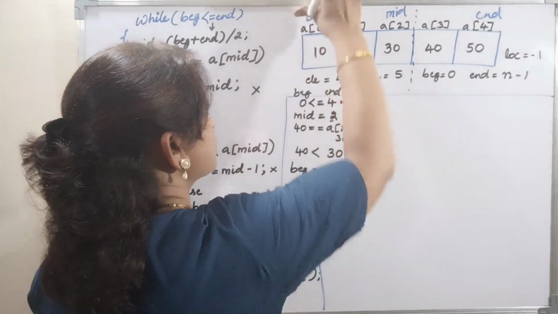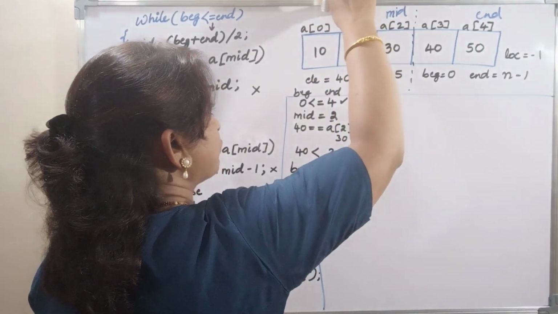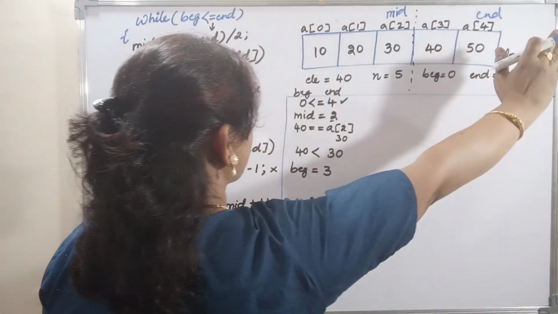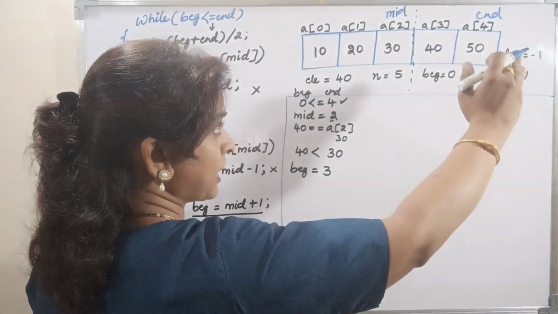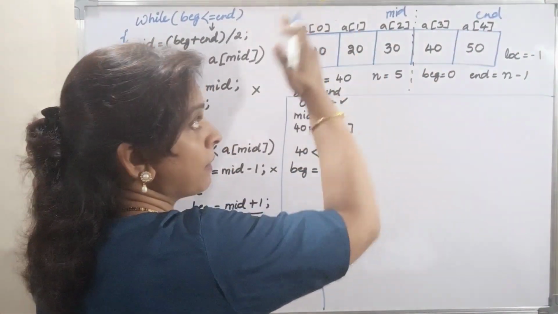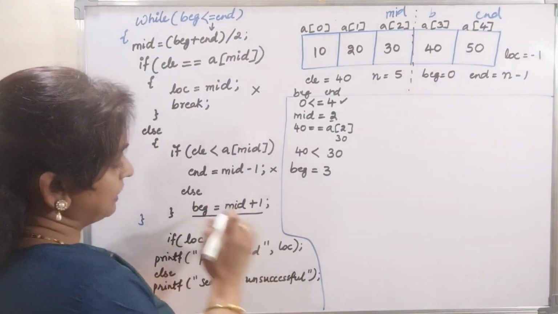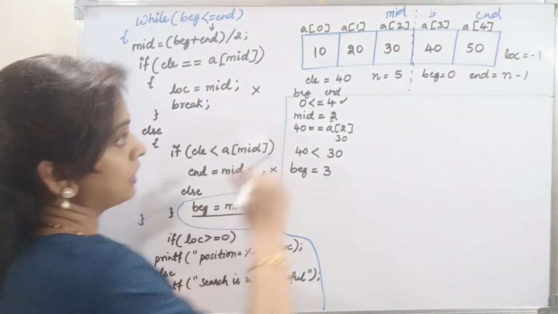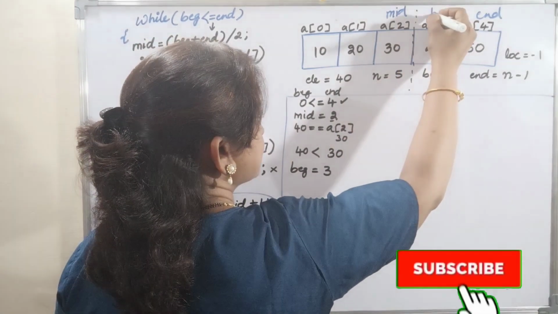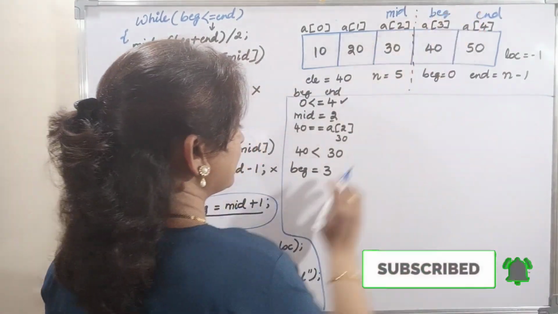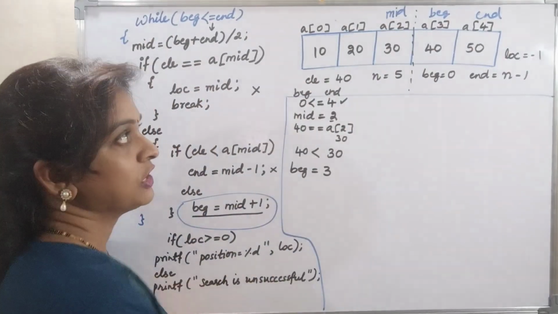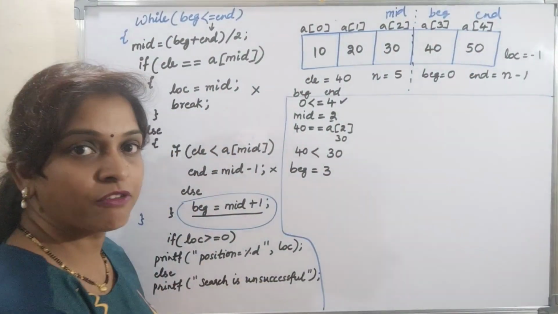Now the beginning is not here. I have to only concentrate on the right portion of the array. When I go to the right portion of the array, ending remains the same. Beginning I need to change. So it is mid plus 1. This statement gets executed. So mid plus 1 means beginning is 3. Beginning is 3 and ending is 4.